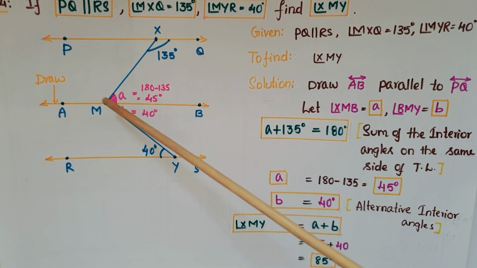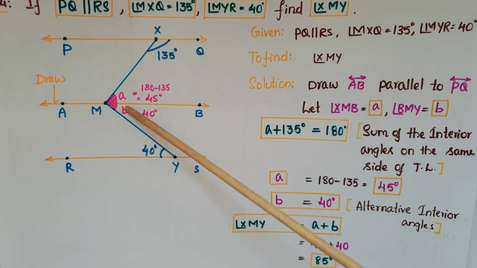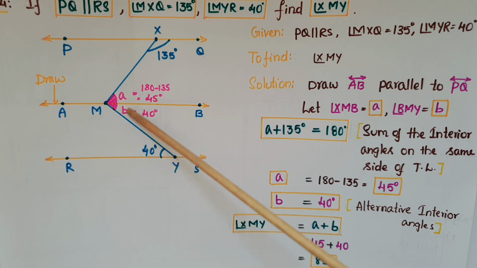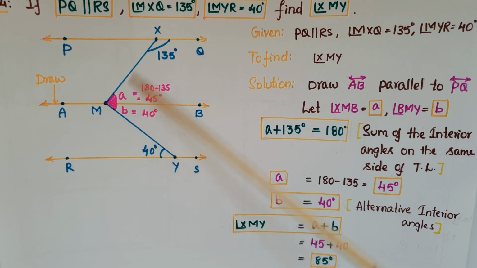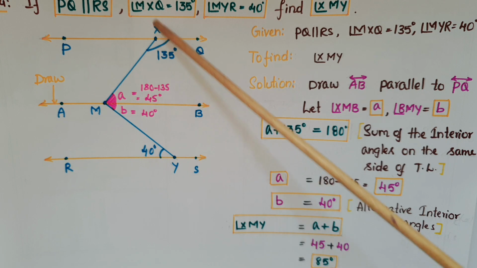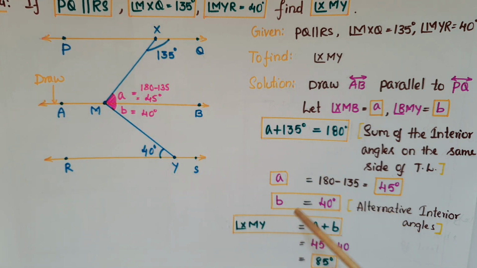Then MY is a transversal line for AB and RS. So B and 40 degrees here, these two are alternate interior angles, so they are equal. So here B is equal to 40 degrees. So A plus B is angle XMY. We want to find this angle. So A plus B is 45 plus 40 degrees, that is 85 degrees. So angle XMY is 85 degrees.